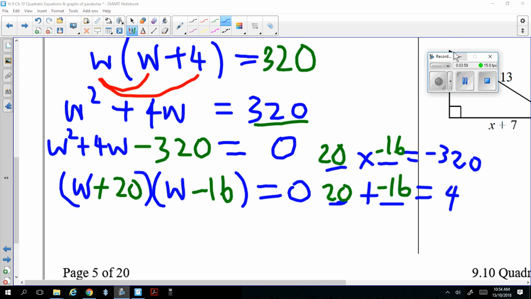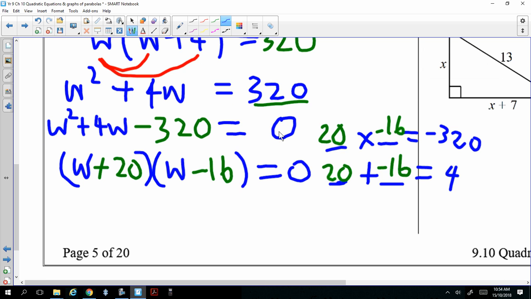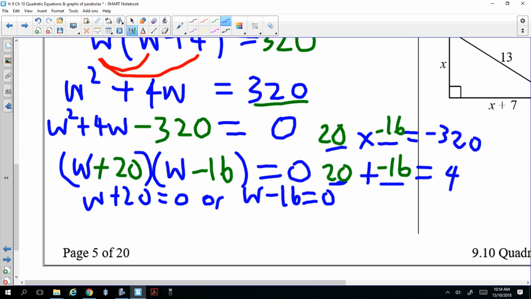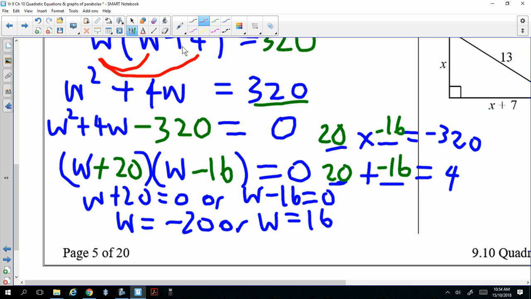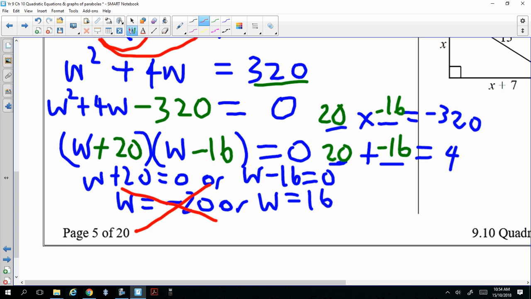So what do we do after we factorize? w plus 20 is 0 or w minus 16 is 0. So what's w? w is negative 20 or w is 16. Now remember, we're solving a problem where we may not accept both answers. Which answer do we have to reject, and why? The negative, because width is a length. It can't be negative. It must be positive.